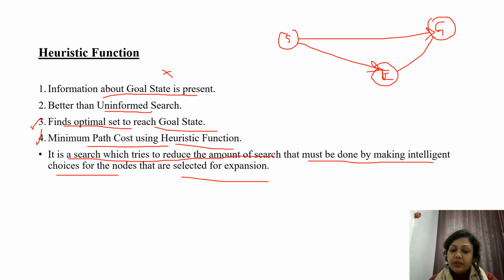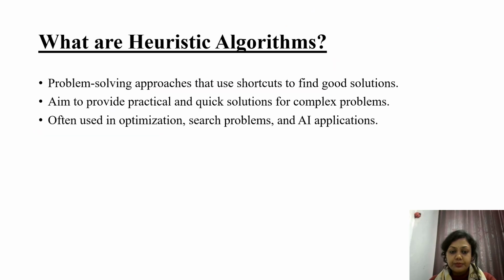Suppose we are given the distance 1, suppose it is 2 and it is also 1. Suppose we have to reach from the starting node to the goal node, and the distance to go by this path is 1 plus 2 is 3 and this path is 1. So we will choose the minimum value. We will choose this path. We will go through S directly to the G. So it makes intelligent choices in going from the starting node to the goal node.